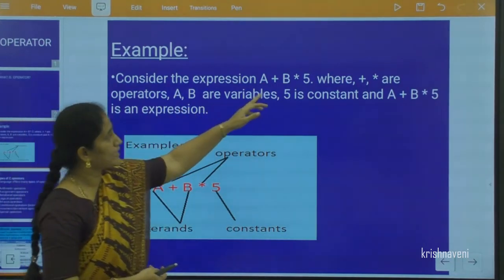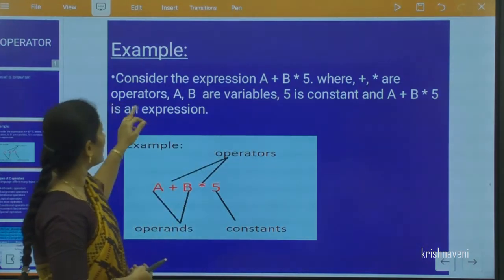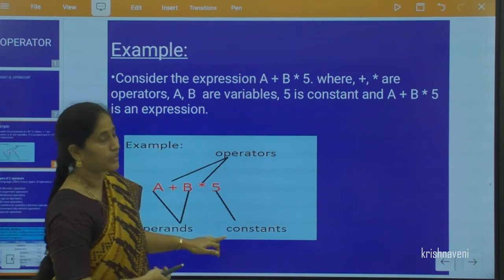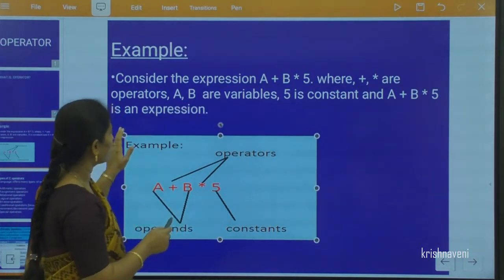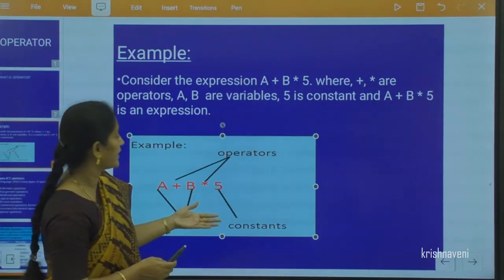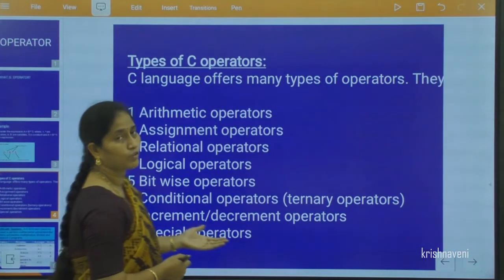The expression is a plus b into 5, where plus and this star symbol are the operators, a and b are the operands, and 5 is the constant. So these are the operators, and with these operators we can perform different types of expressions to calculate a value. Let's see what the types of operators are.